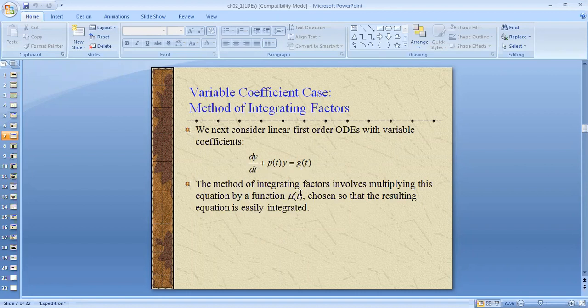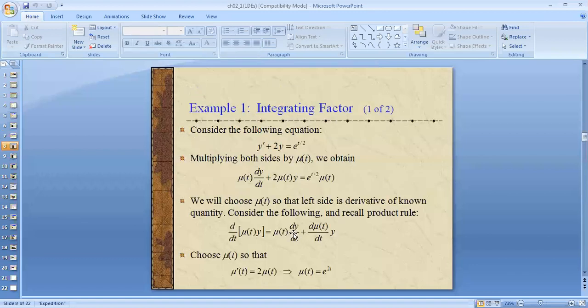If we actually try to multiply with mu t on both sides, then what will happen? Consider the differential equation y' + 2y = e^(t/2). This is an example of a linear differential equation. The coefficient of y is only 2, a constant, and the other term is a function of the independent variable. So this is a linear differential equation.